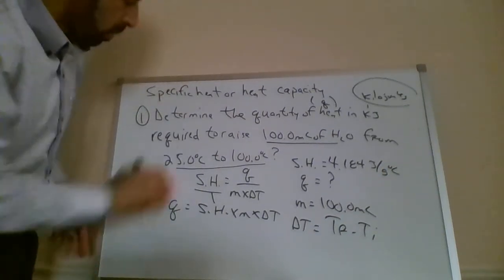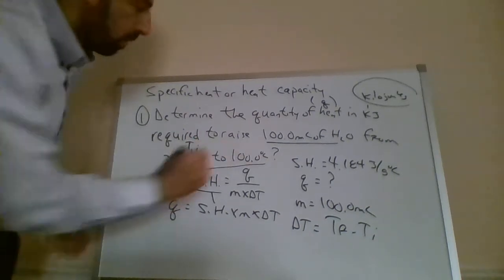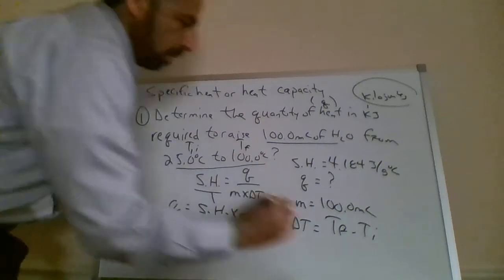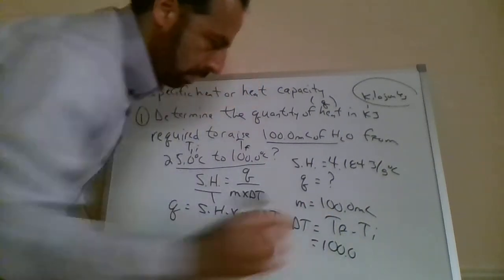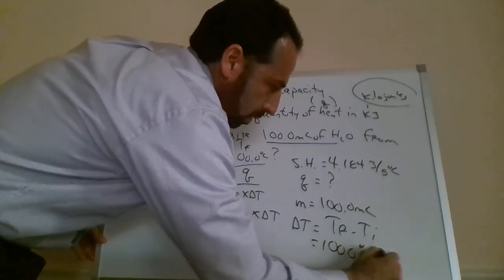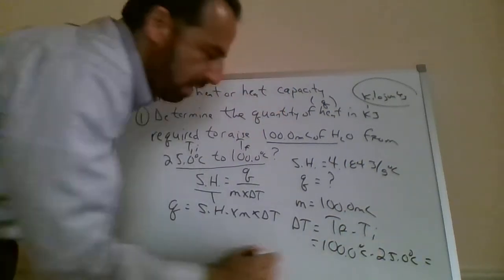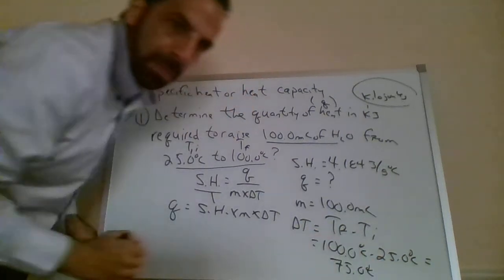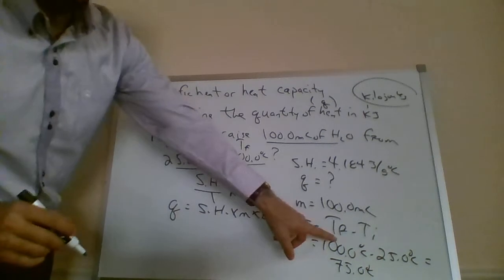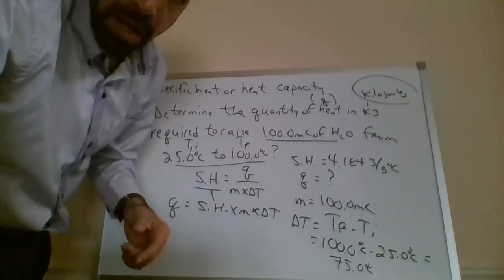So in this case, we went from 25, that's my initial, and we ended up at 100 degrees Celsius. That's my final. And that's going to be 75 degrees Celsius. So T final is 100. We start off at 25. That's going to be our change in temperature.